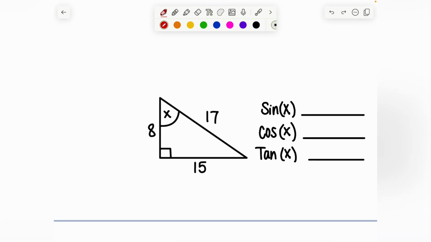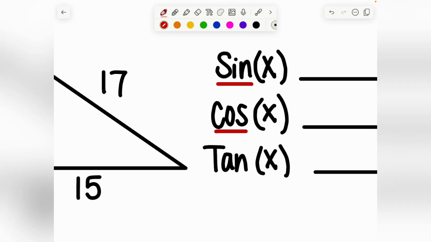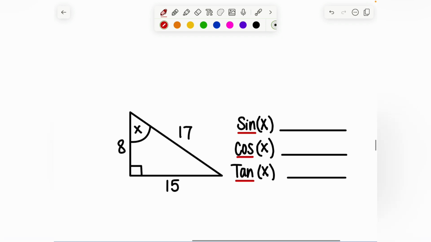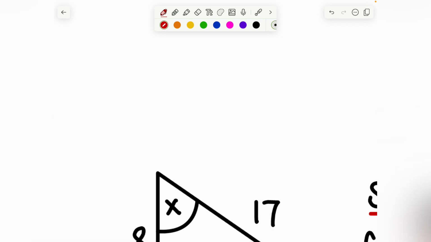There are actually 6 trigonometric functions, but in this class we only talk about 3 of them. They are called sine, cosine, and tangent, okay? And these are simply ratios, or just fractions, relating 2 sides together in relation to where an angle is. The way that we remember this is using a little acronym called SOHCAHTOA.